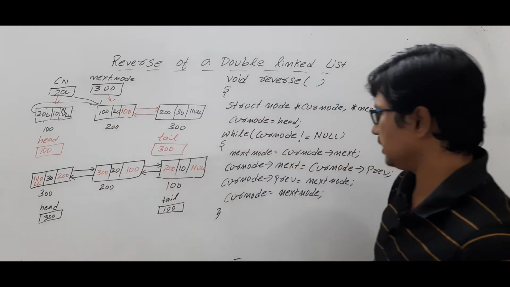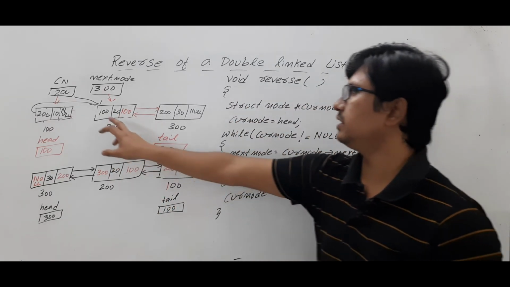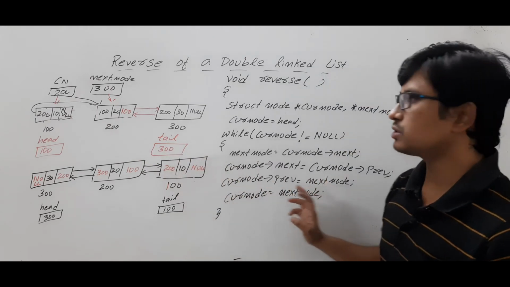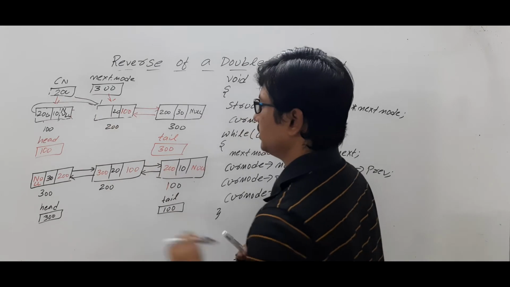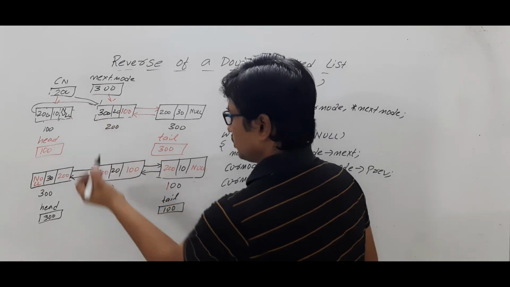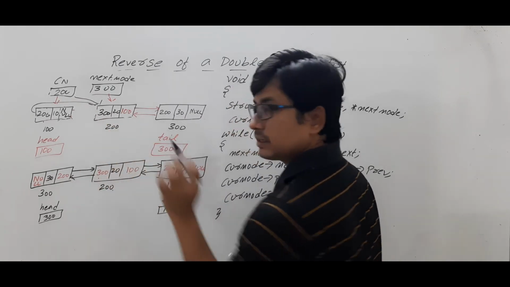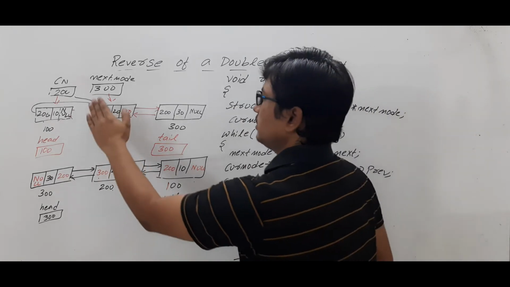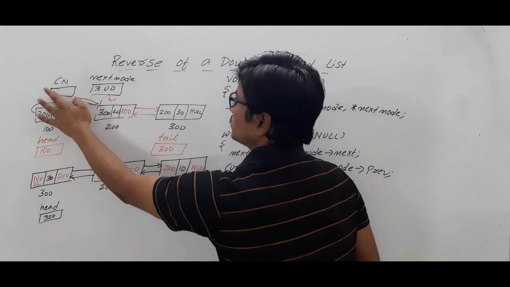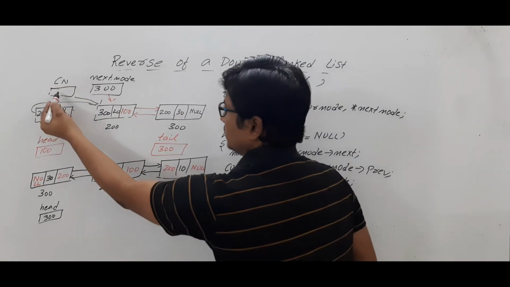Are you able to understand? Then current node of previous is equal to next node. So what is next node? 300, which will come here. Now look at this node: 300, 100, correct. Then current node is equal to next node. What is there in the next node? 300. So current node you will get 300.